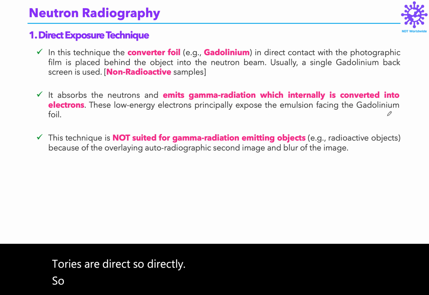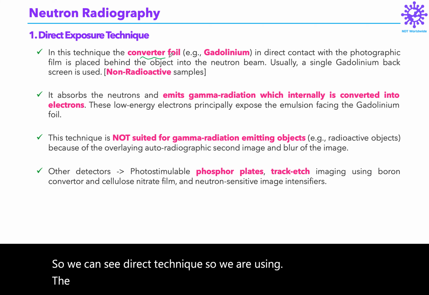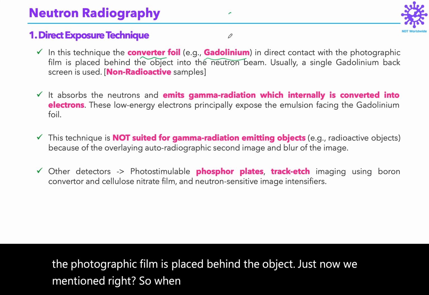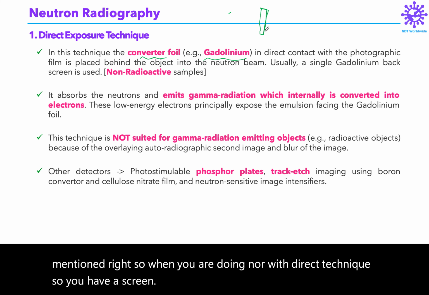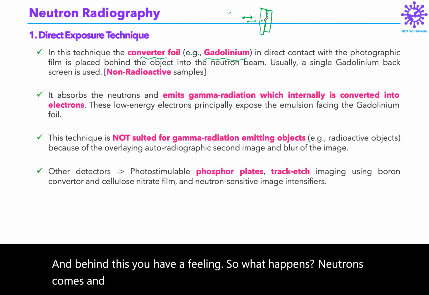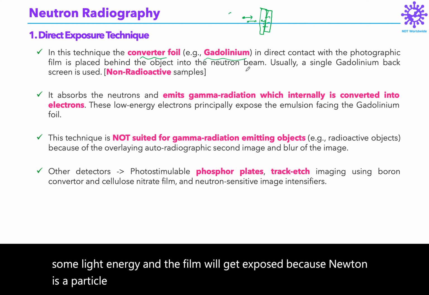So you can see the direct technique. Here we are using a converter foil called gadolinium, in direct contact with the photographic film placed behind the object. Just now we mentioned, right? When you are doing NR with the direct technique, you have a screen and behind it you have a film. Neutrons come and interact with the screen, and the screen emits some light energy and the film will get exposed, because neutron is a particle. If you put a film alone, it will not get exposed.